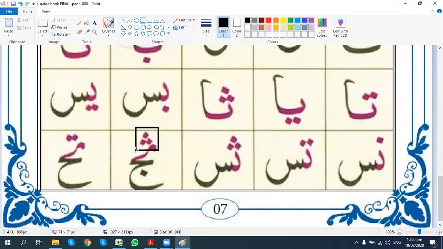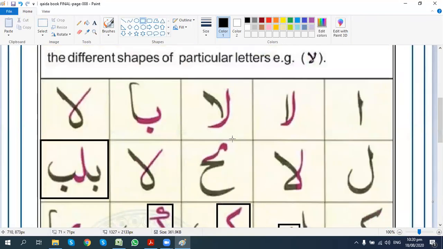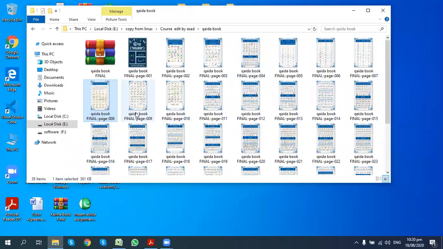About the dots, they already know if there are three dots on the top, we will call it tha. But if there is no dot, then we will call it lam, like here. Because the first straight line we will consider, and that is the first letter, and after that there is a ha which is connected. So that's why we will call it lam. Otherwise, if it is not connected, then we will call it alif. So this kind of tips you have to give your students.